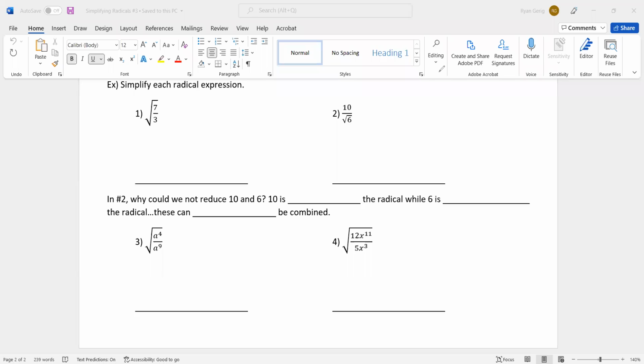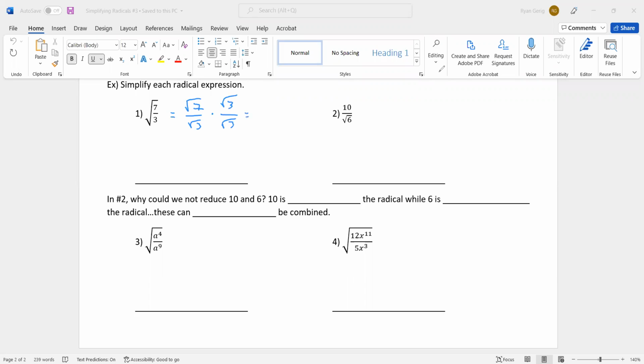So number 1, simplify each radical expression. Nothing can be reduced here. 3 is not a perfect square. I'm just going to separate them into 7 and 3. I'm going to multiply by fancy 1. My fancy 1 in this case is radical 3 over radical 3.